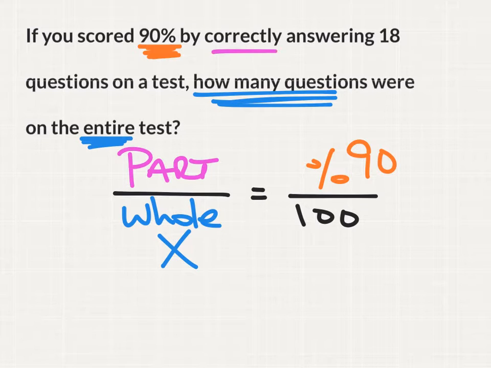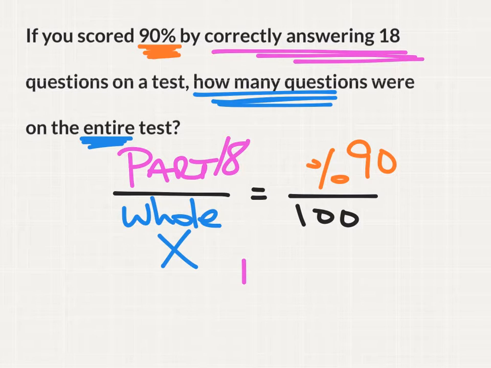18. So I correctly answered 18. The part of the test that I correctly answered was 18 questions. So my proportion would look like this. 18, the questions I answered correctly, over the whole, all of the questions on the test, and I don't know how many there were yet, is equal to 90%, or 90 over 100.